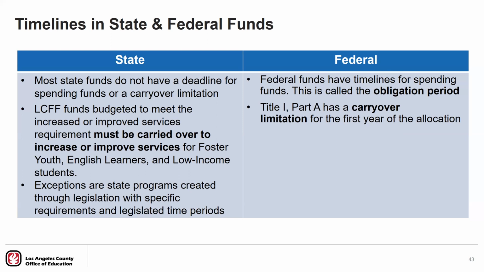In addition, it is important to note that Title I, Part A, is unique among federal programs, as it imposes a carryover limit, necessitating that the LEA spend at least 85% of the funds in the first year. For all other federal funds, the full 27-month timeline is available for committing 100% of the allocated funds. Understanding these timelines is crucial for effective planning and resource allocation.